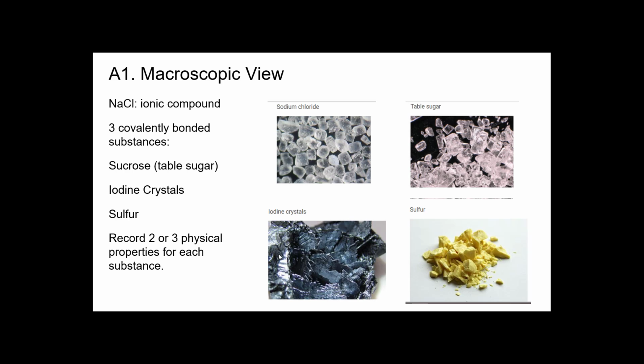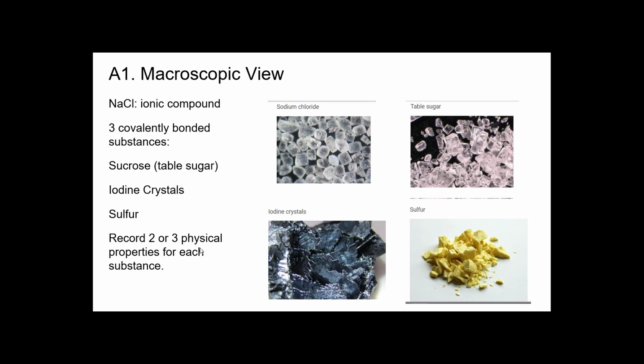The first part of the lab is pretty easy. You're given these pictures, and you have one that is an ionic compound, which is sodium chloride, and then you have three other compounds that are covalent. You have table sugar, which is sucrose, iodine crystals, and sulfur. And basically it's asking you to record 2 or 3 physical properties that you see. So this is not difficult.